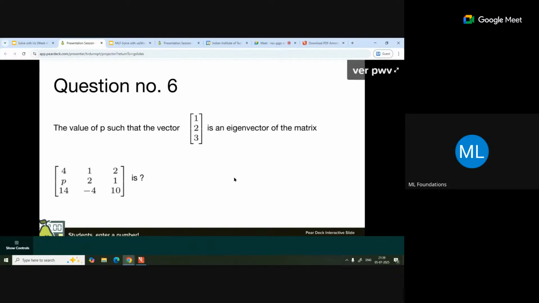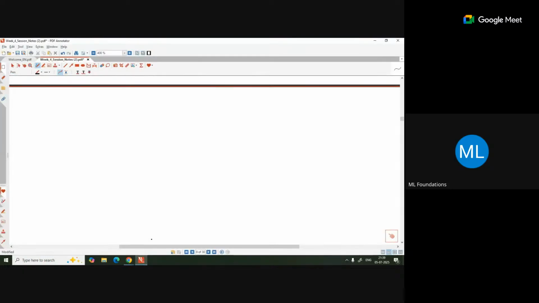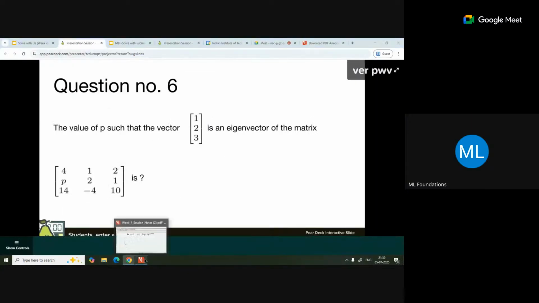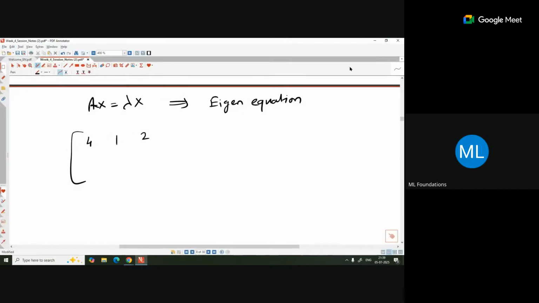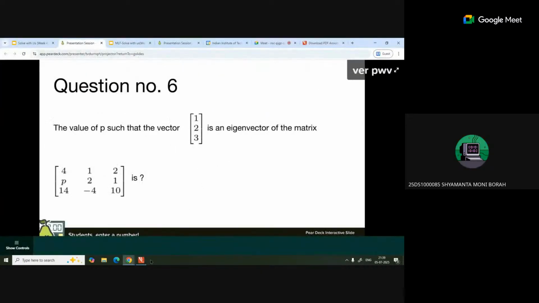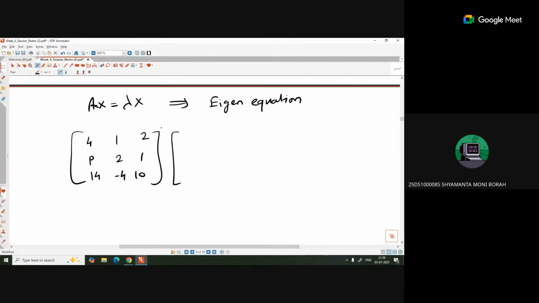I think we'll have to solve this like, what is the eigen equation? So what is matrix A? It is 4 1 2, P 2 minus 1, and 14 minus 14. We can do one thing, right? Multiply this matrix with 1, 2, 3, and equate this matrix into this vector.